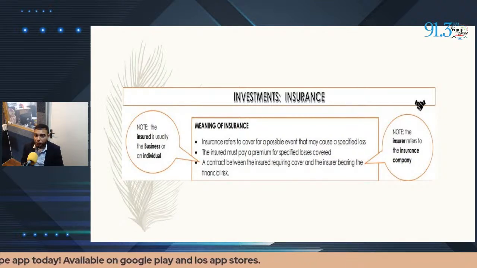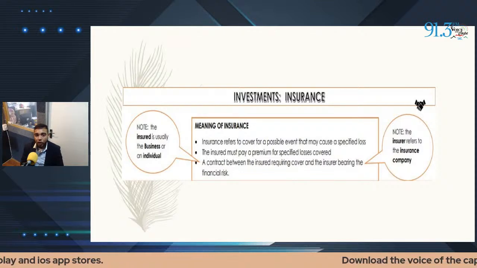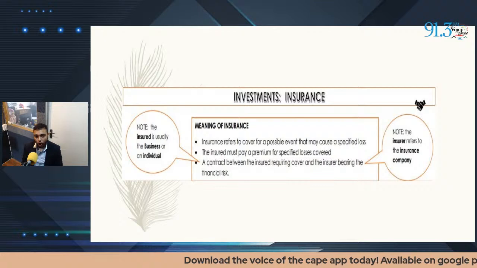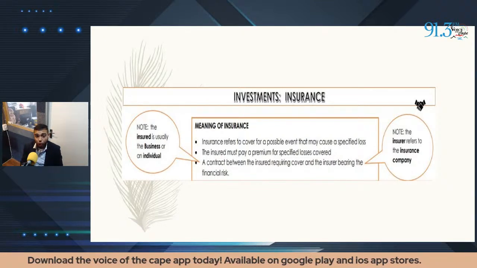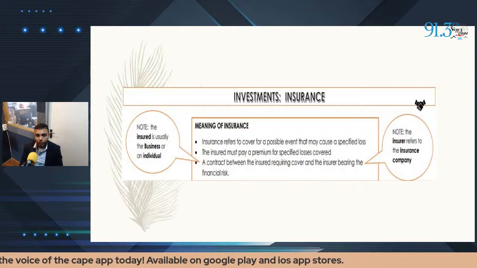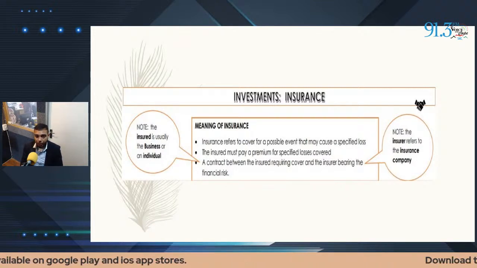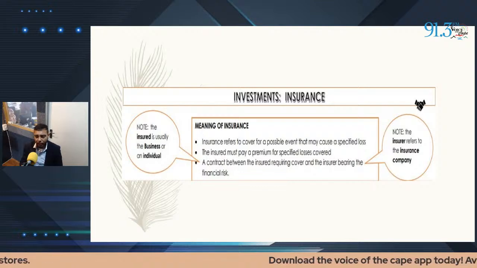So the meaning of insurance that we need to know is that insurance refers to cover for a possible event that may cause a specified loss, such as losing your cell phone. You take out insurance on your cell phone. So the insured must pay a premium for specified losses covered, premium being that minimum amount paid every month.